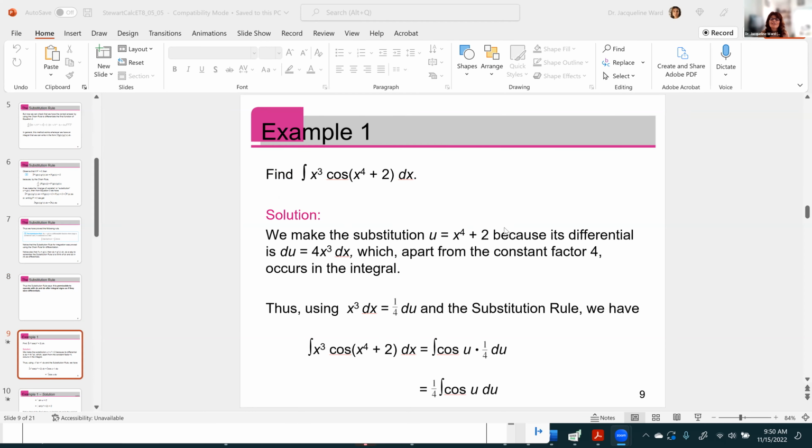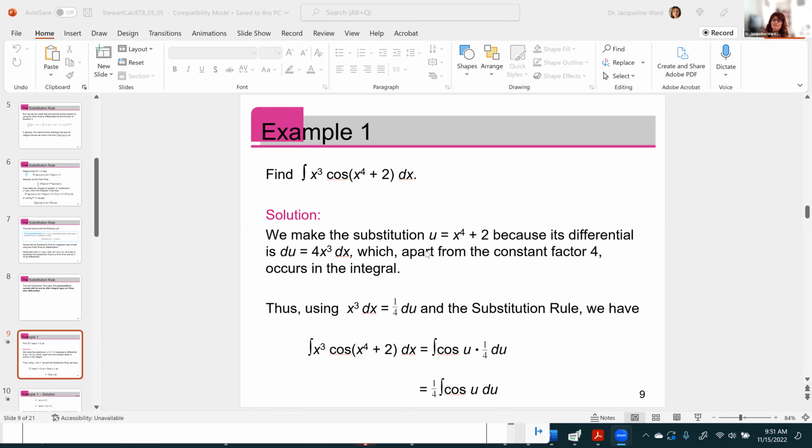Okay. So here's an example using substitution. I often think of it as kind of like the chain rule, right? We know a cosine function is an outer function, and usually we're going to be substituting an inner function, because we don't know how to integrate cosine of x to the fourth plus 2. We know how to integrate cosine. So let u be the stuff inside.